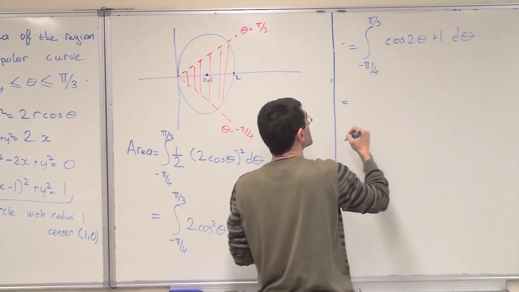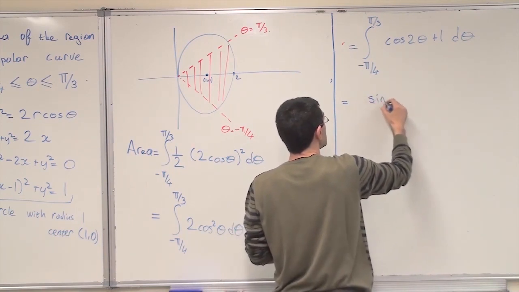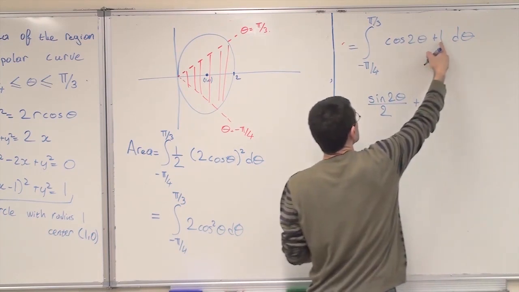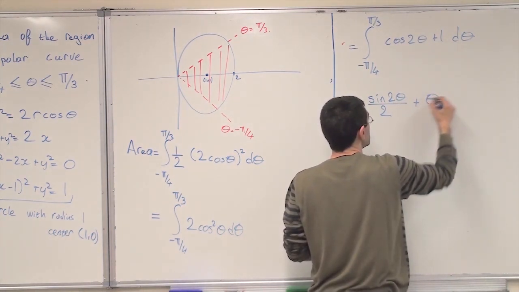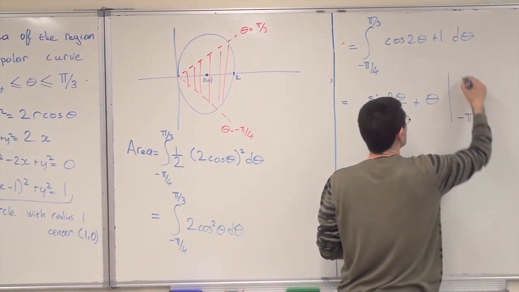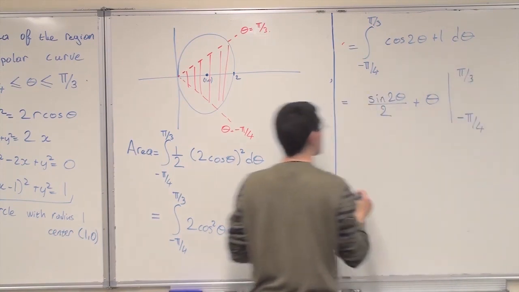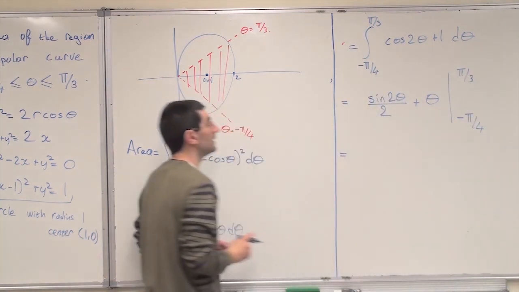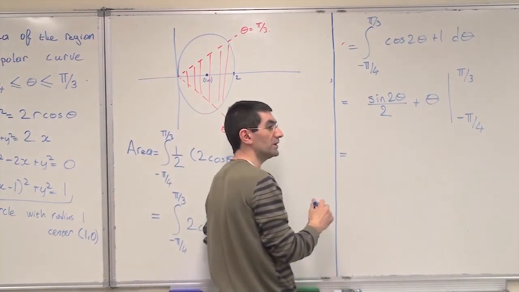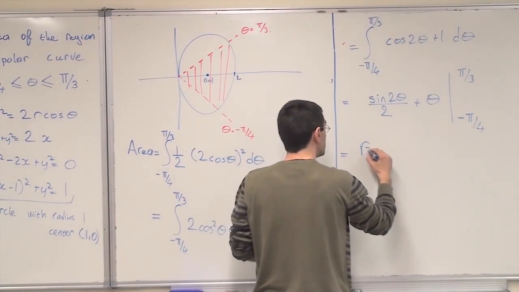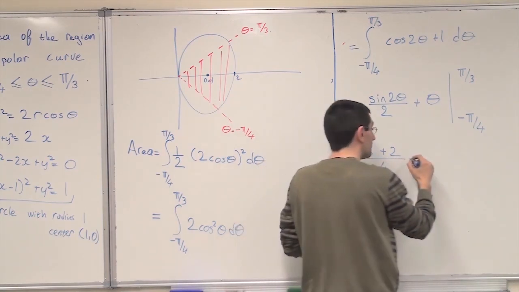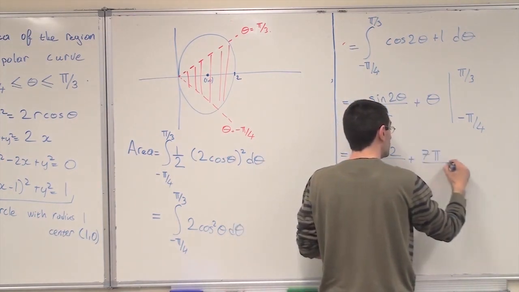We know how to integrate cosine 2 theta. It is sine 2 theta over 2. The integral of 1 is theta. Then we substitute our boundaries. If you substitute your boundaries in this formula, you are going to get square root of 3 plus 2 over 4 plus 7 pi over 12.